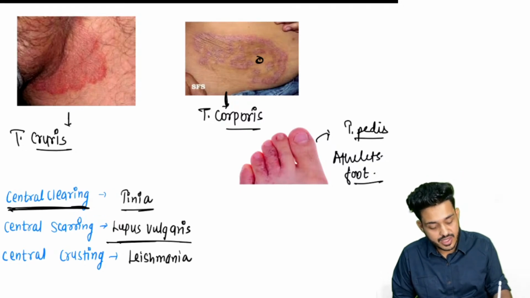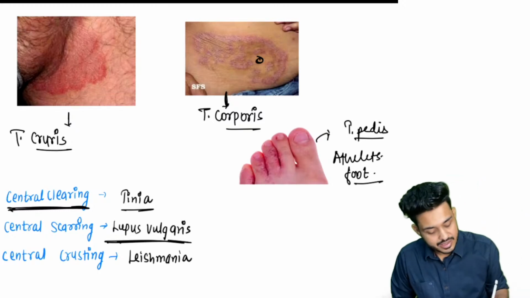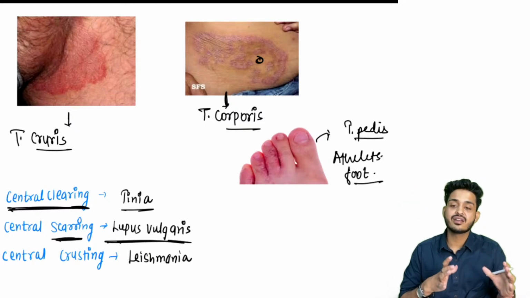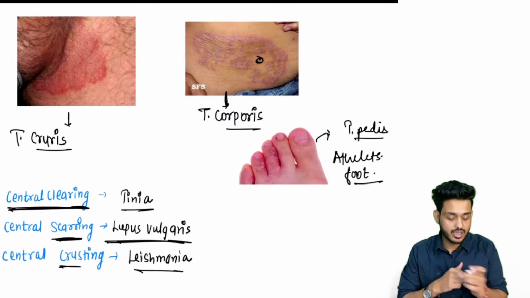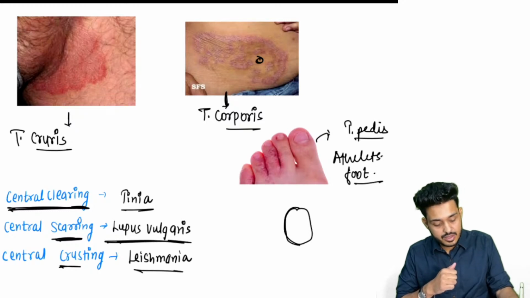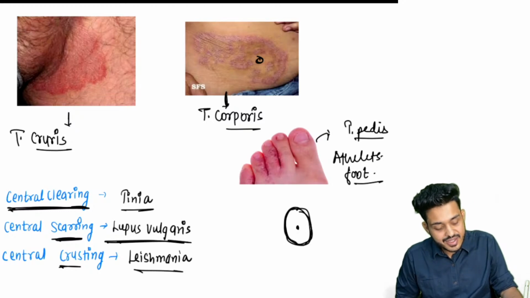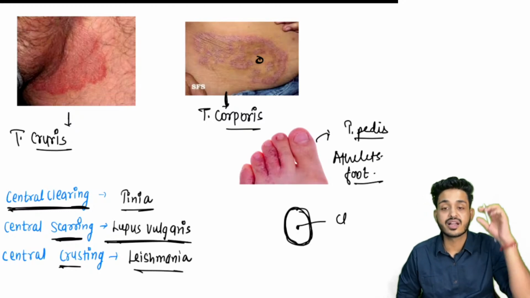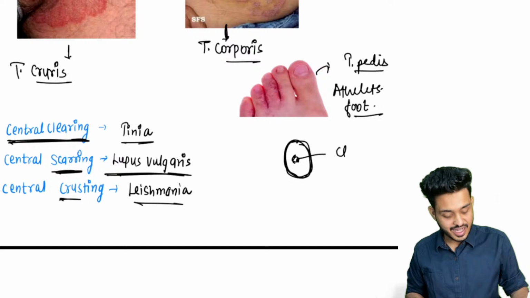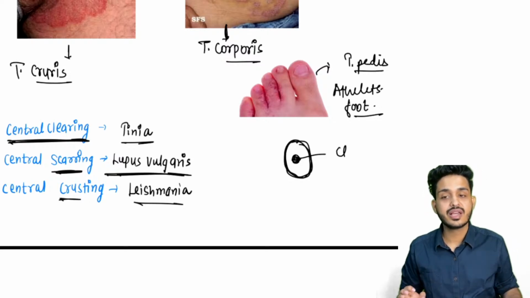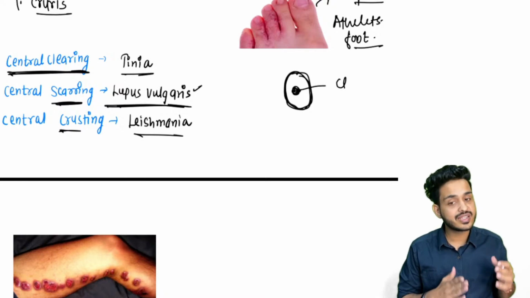In lupus vulgaris, remember guys, it is the most common cutaneous form of TB. There you will find central scarring. And central crusting is a feature of leishmania. You must have seen ringworm. There will be central clearing, so that is a tinea infection, that is a fungal infection. And if there is scarring in the center, that would be your TB. Lupus vulgaris means the most common type of cutaneous TB, skin TB.